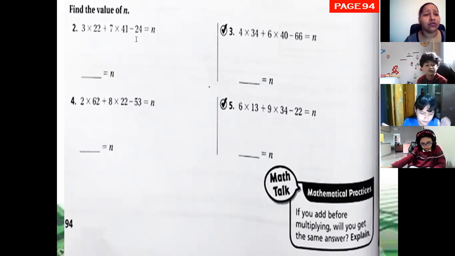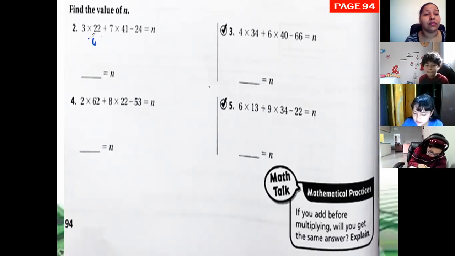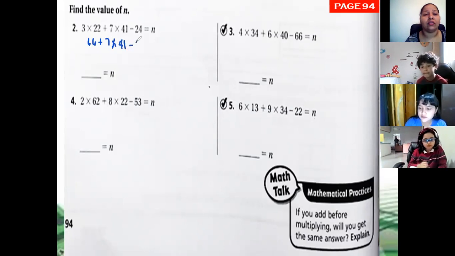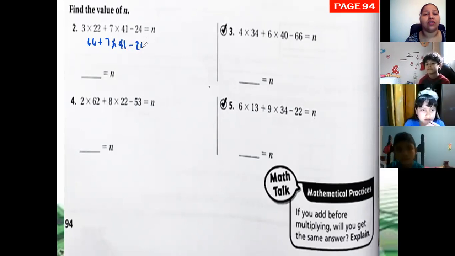And in here we have 3 times 22. So 3 times 2? 3 times 2 is 6. And 2 times 2? 6. Okay, I'm going to write the plus. Remember that I need to write again my whole equation. Okay? 24.